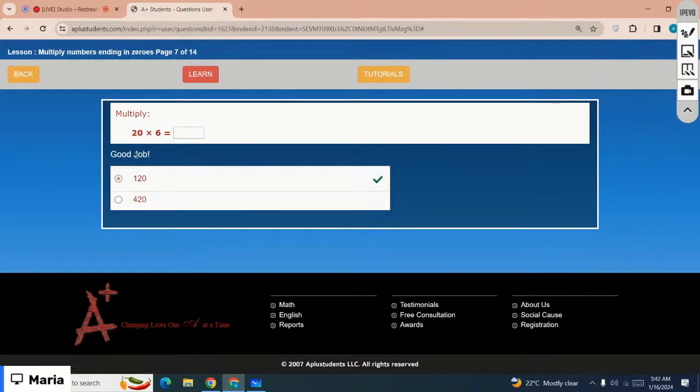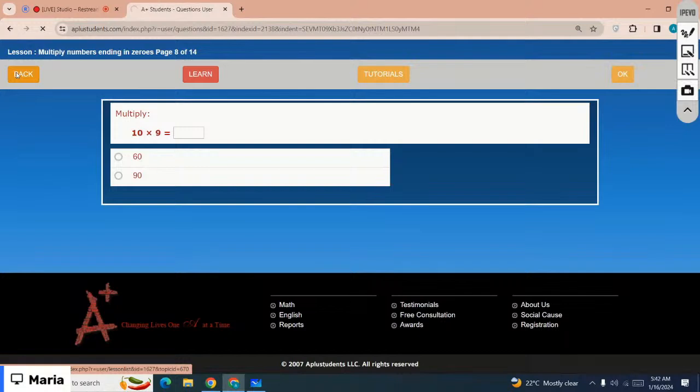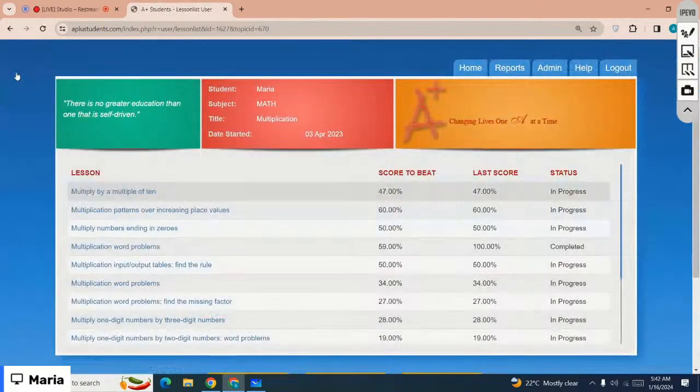Got it? Okay, you can complete the lesson by yourself later today. Let me just move on to the next lesson. And the next lesson is multiplication word problems. You can do the word problems on your own.